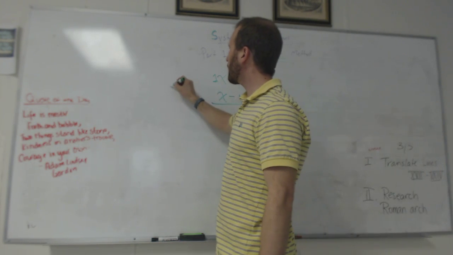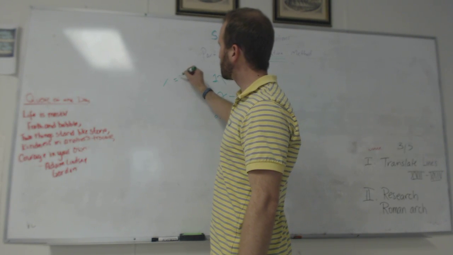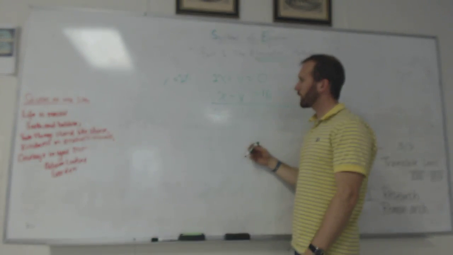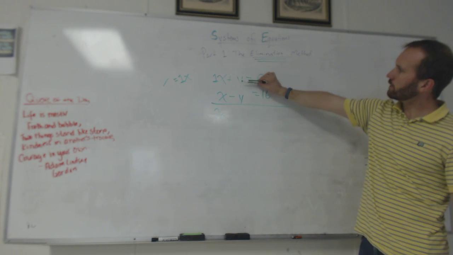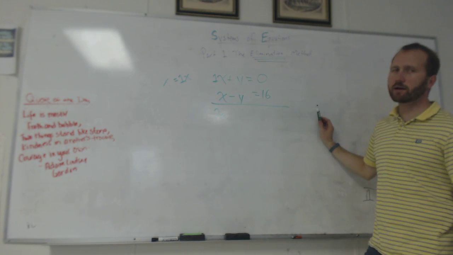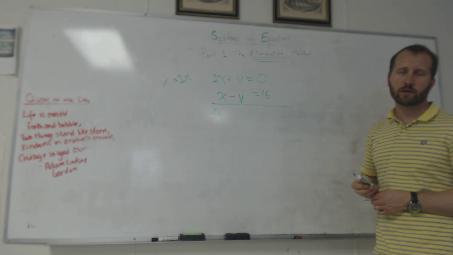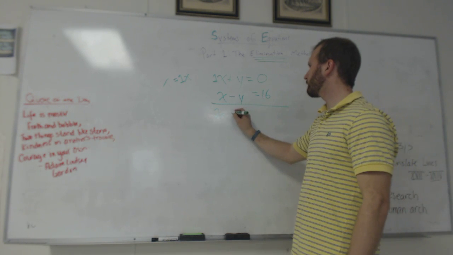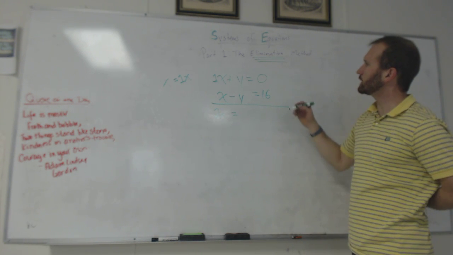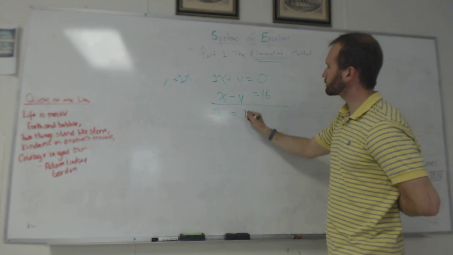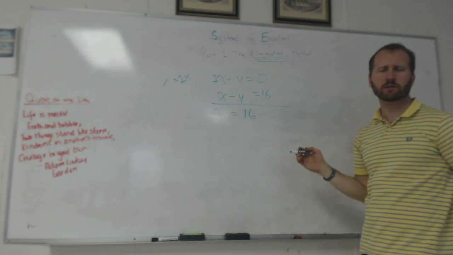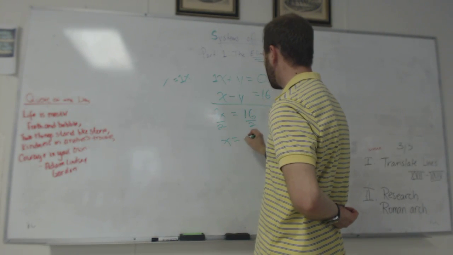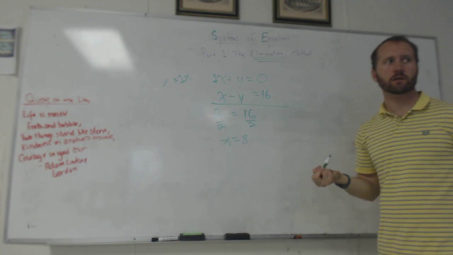In your notes, you might write x equals 1x. That helps you. All right. y plus negative y. What happens there? 0. So I'm not even going to write it. 0 plus 16 is 16. 2x equals 16. Divide both sides by 2. Then you're going to get x equals 8. And then you're going to have to figure out the y.